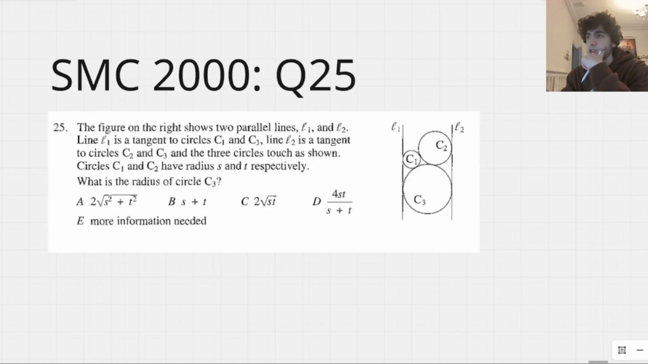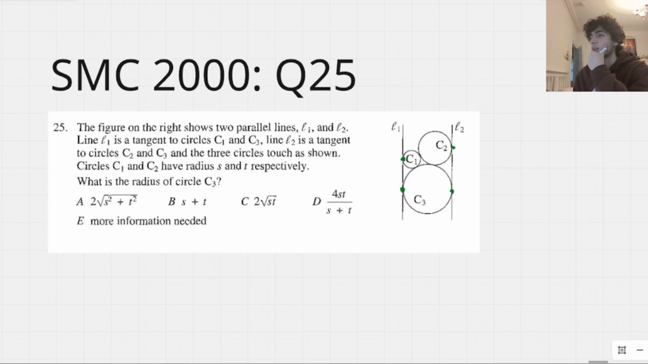So the figure on the right shows two parallel lines, L1 and L2. Line L1 is tangent to the circles C1 and C3. So it just touches C1 and C3, as you can see in the diagram. At this point here, as well as at this point here, it's just going to touch circles C1 and C3. And similarly, line L2 is a tangent to circles C2 and C3. So you can see that line L2 effectively just about touches circle C2 at some point over here, and it just about touches circle C3 at this point here.